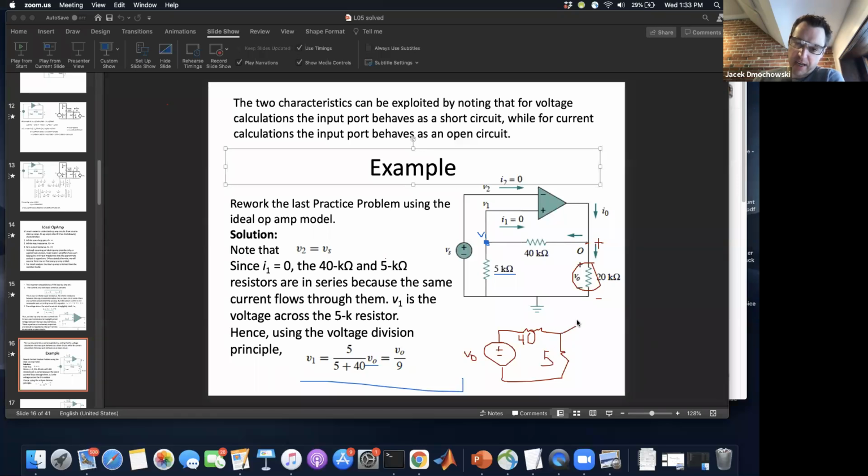And this point here is V1, the voltage across the 5 kilo ohm. So V1 is equal to V naught times 5 over 5 plus 40. This is voltage division, just the application of voltage division to this section of the circuit. The reason we can do that is because of the ideal op-amp assumption: no current flows from this point into the op-amp.